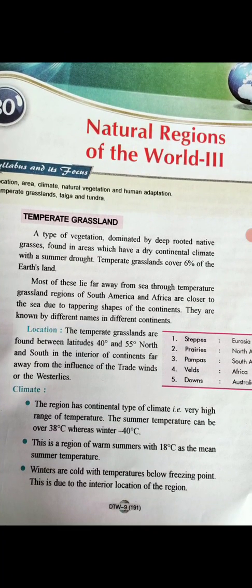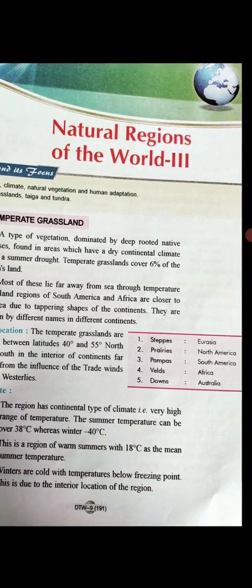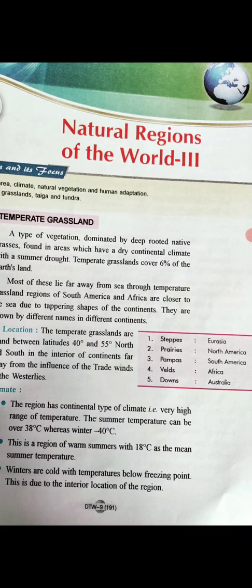Most of them lie far away from the sea, but the temperate grasslands of South America and Africa are closer to the sea because of the bending shape of the continent, and they are known by different names in different continents. Names are given here. In Eurasia, they are known as steppes. North America, prairies. South America, pampas. Africa, velds, and Australia, downs.